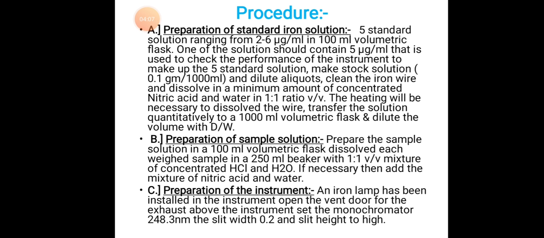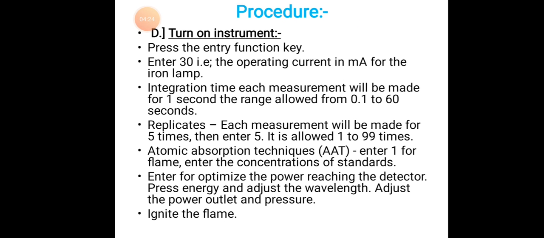Preparation of the instrument. An iron lamp has been installed in the instrument. Open the vent door for the exhaust above the instrument. Set the monochromator to 248.3 nanometers. The slit width will be 0.5 and slit height set to high. Turn the instrument on. Press the entry function key. Enter 30, that is the operating current in milliamperes for the iron lamp.